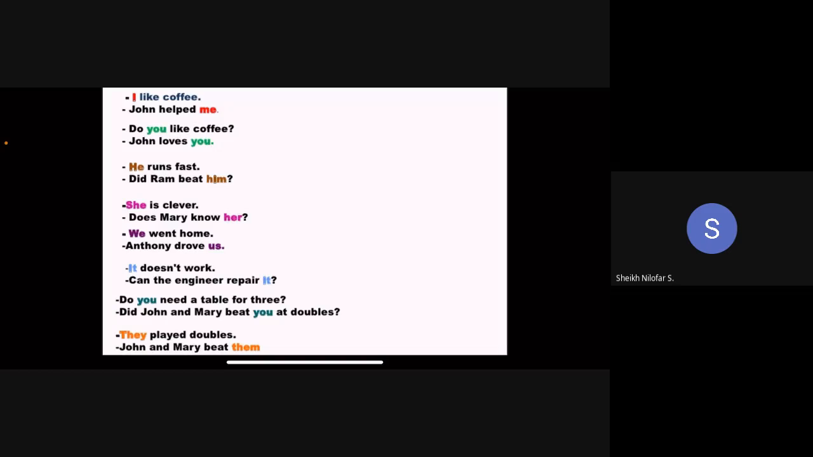How does he run fast? I said, remember 2 questions. First you will ask the question who for finding the subject. Who runs fast? He. Then, did Ram beat him? Whom did Ram beat him? So that is object. Subject के लिए who पूछना है और object के लिए what या whom. Understood all of you? Understood.